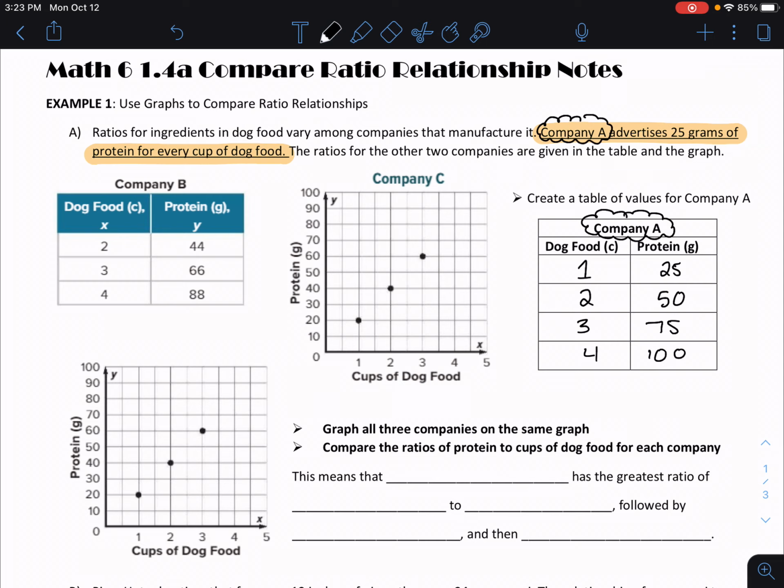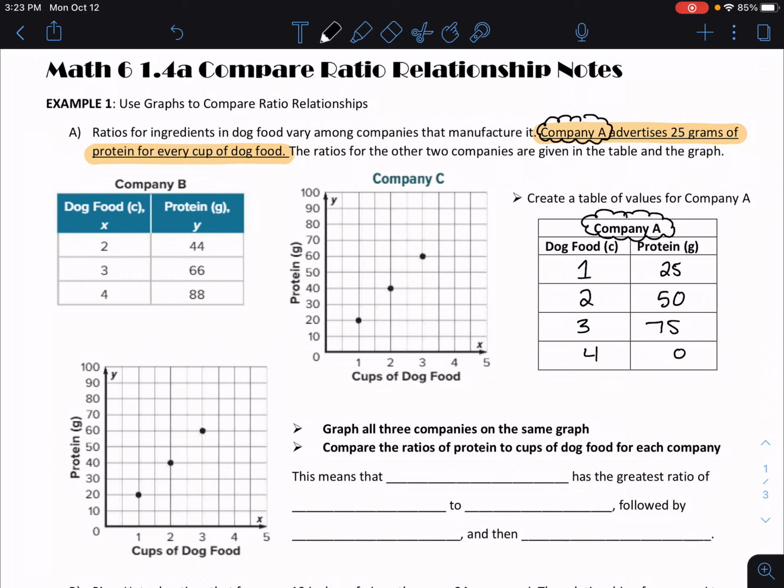Company B is already given. So for 2 cups of dog food, it is 44. For 3, it is 66. And for 4, it is 88 grams of protein. And then for Company C, the information is given as well. For 1 cup of dog food, it is 20. For 2 cups of dog food, it is 40. And for 3, it is 60.